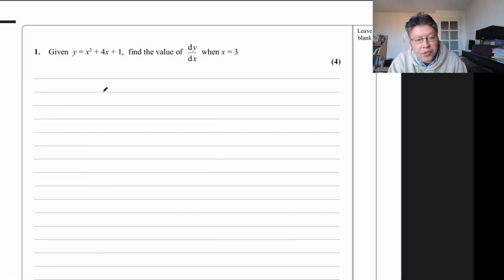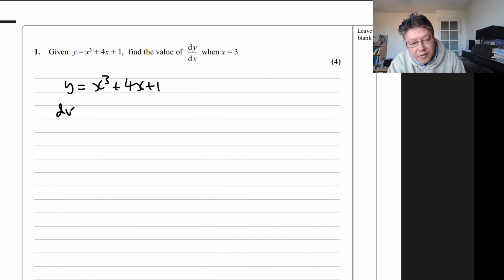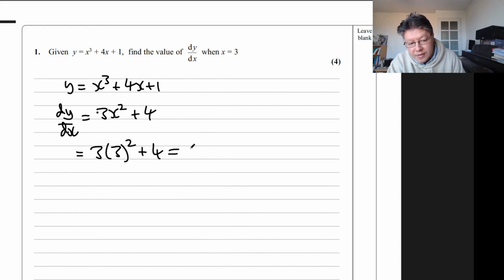Okay, so in this question we're given a function y equals x cubed plus 4x plus 1, and we need to first differentiate it. So we get dy dx equals 3x squared plus 4, and now we need to sub in x equals 3, we can plug in 3 squared plus 4, that's 27 plus 4 equals 31.